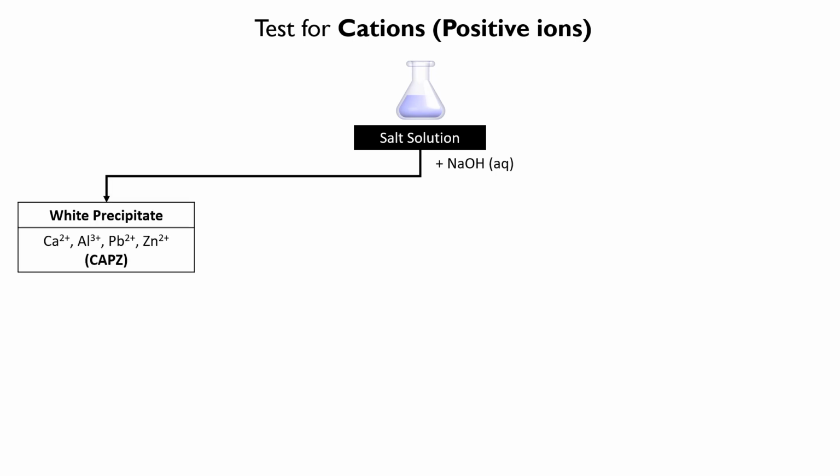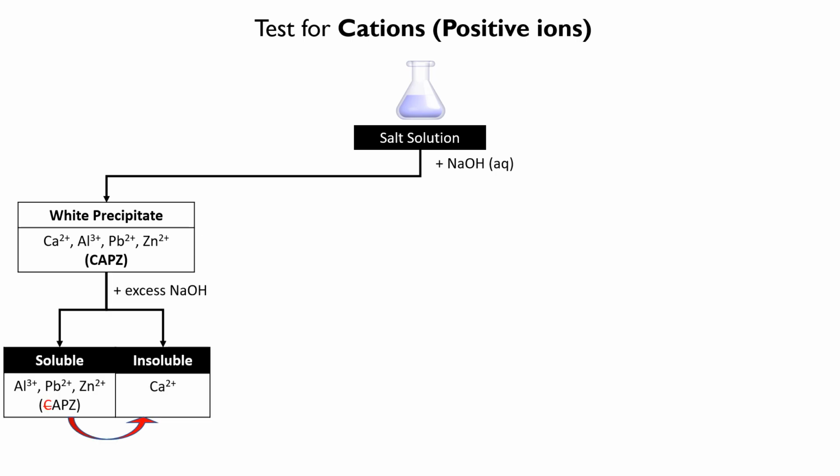If white precipitate is formed, the possible ions are calcium, aluminum, lead-2, and zinc. So one way to remember them is CAPS, which is C, A, P, Z. So when you add excess sodium hydroxide, only aluminum, lead-2, and zinc will dissolve, and calcium remains as insoluble salt. You can remember this by striking out the first letter C as shown in the diagram.